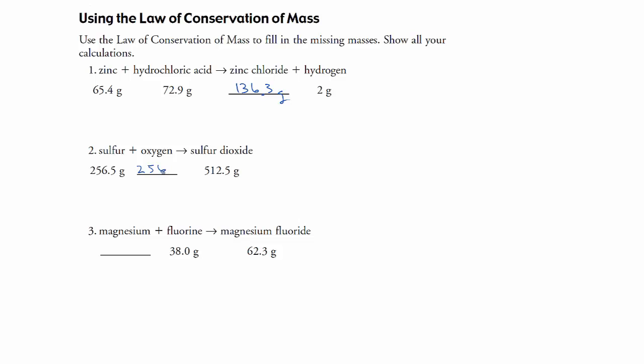Okay, number 3. Magnesium and fluorine gives magnesium fluoride. A plus B gives C. What the heck is A in terms of its mass? Again, the algebra tells you that C is equal to A plus B. So in this case, we only know what B is. So 62.3 minus 38.0, 24.3. There you go. I would suggest that you try the rest of those on your own, and then if you have any question about the correct answer, I highly encourage you to talk to me about it.